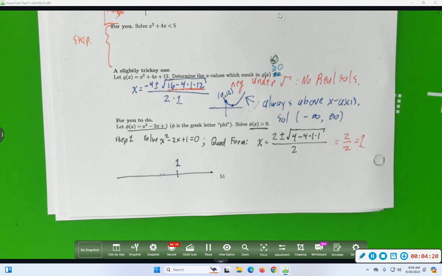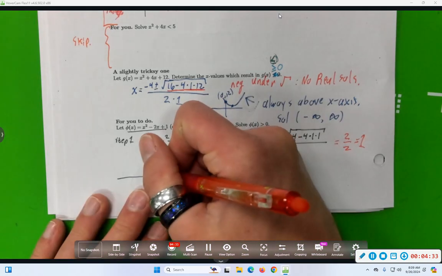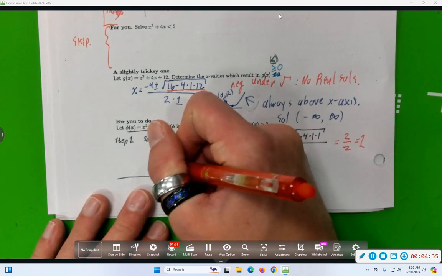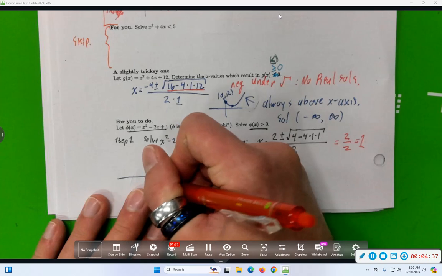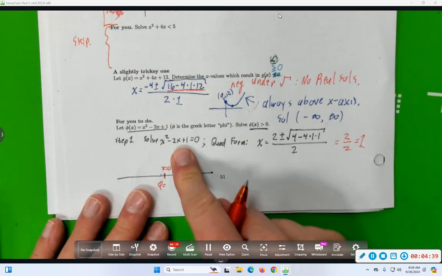So let's pick some sample points. Give me something less than 1 I could plug in. 0, negative 1. I think 0 is the easiest. So let's test x equals 0. When you plug in x equals 0 to that formula, what do you get?